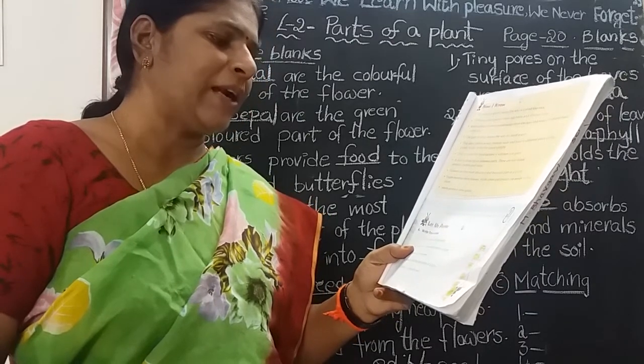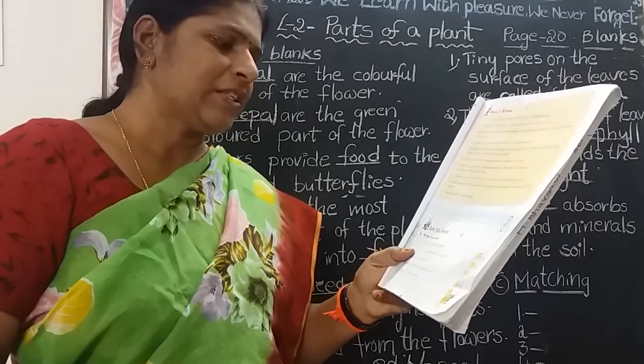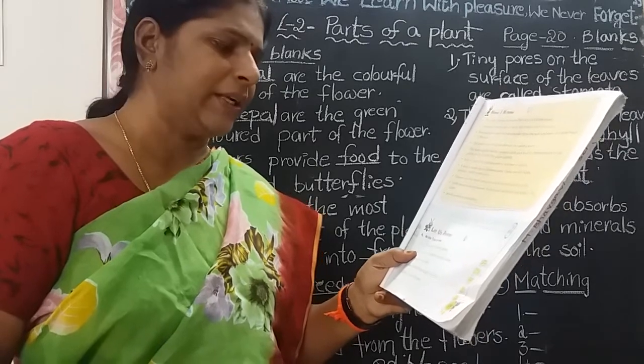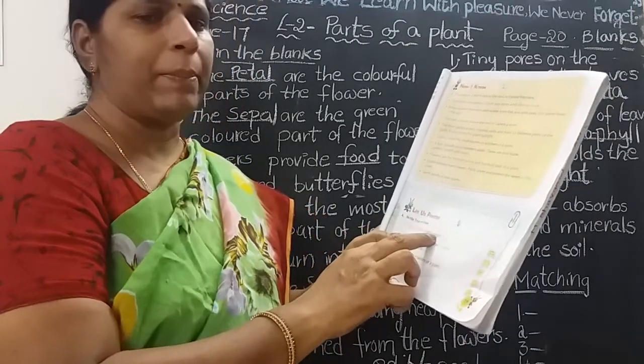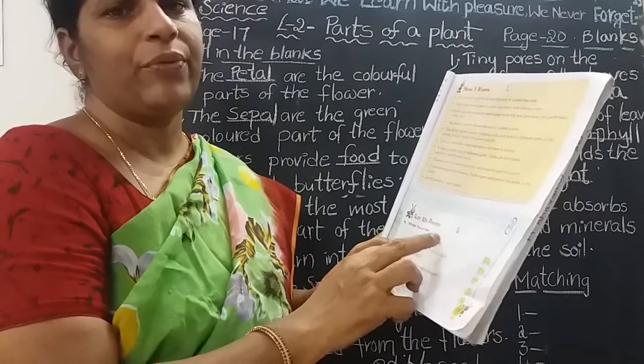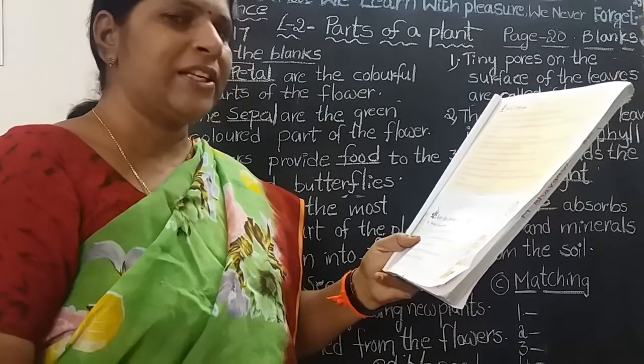Who helps the plant to stand upright? The stem holds the plant upright. The root holds a plant upright. Is it true or false? False. Okay, next, page number 19.